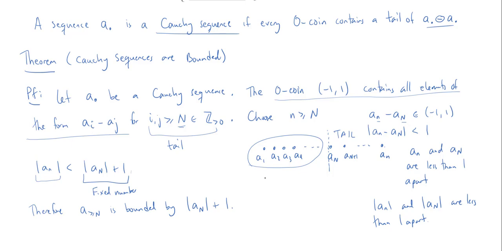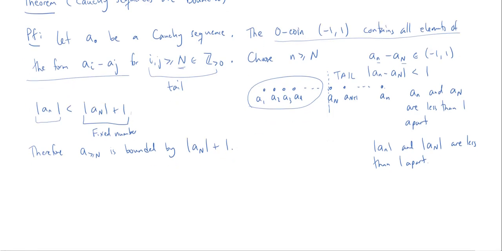And any finite set has a maximum. So the set A1, A2, ... and what's the last one right before we get to AN? That'll be AN minus 1. So that's the last bit. This set is finite and hence has a maximum. Of course, if you have a maximum, then you're bounded.